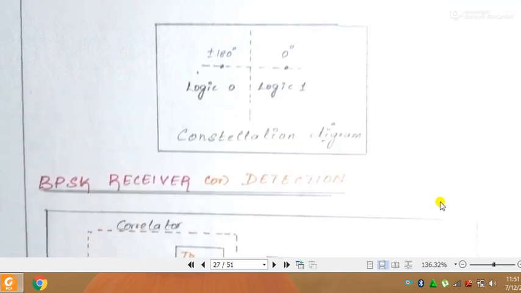And this is the constellation diagram. This is the signal constellation, showing the number of bits transmitted per symbol. Here, in this simple case, we see how many bits are transmitted. This is logic 1 and this is logic 0.